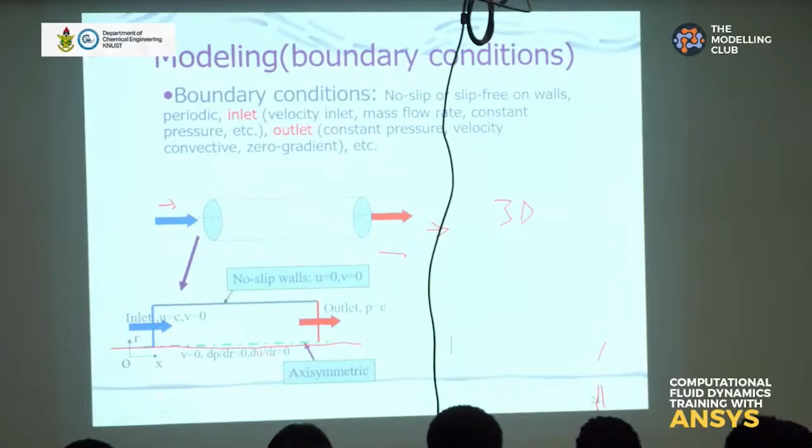And to your point about the fact that we have to have maximum velocity in the axial direction, the u velocity has to be maximum. That is why du/dr is 0.